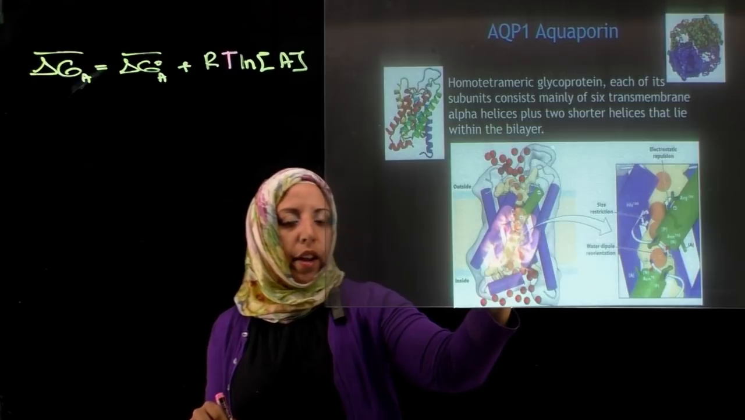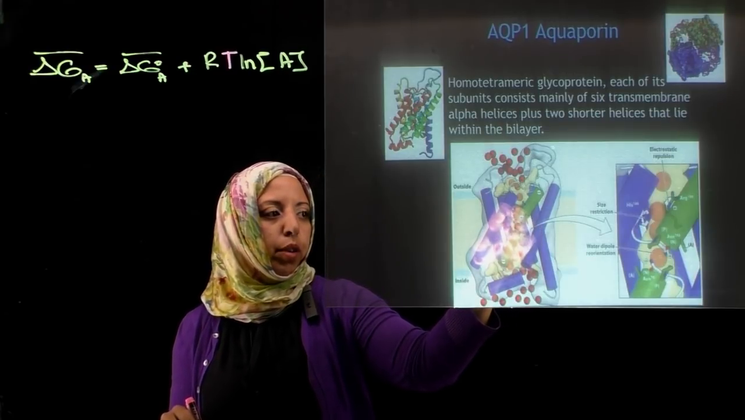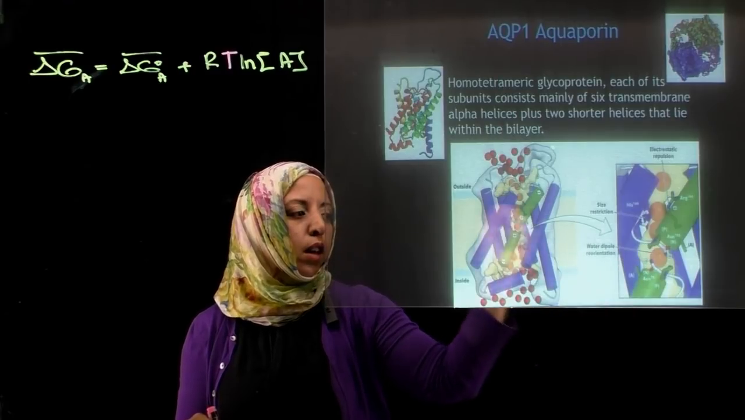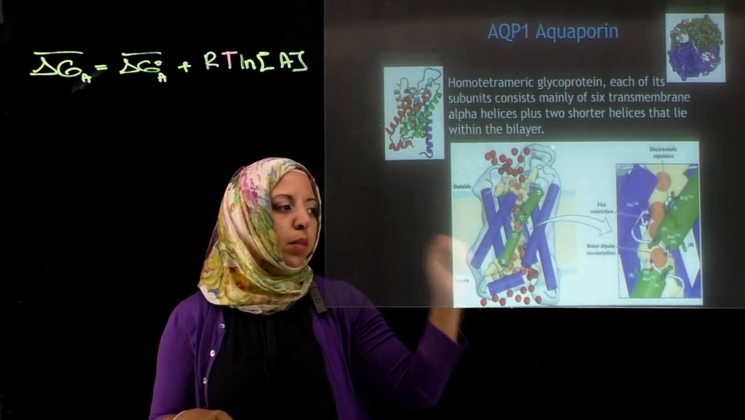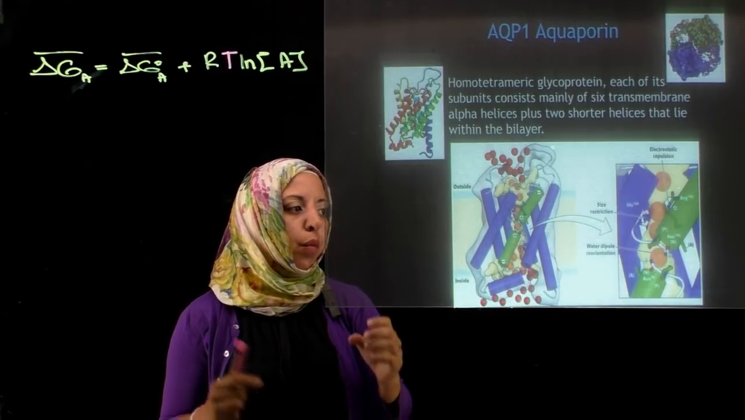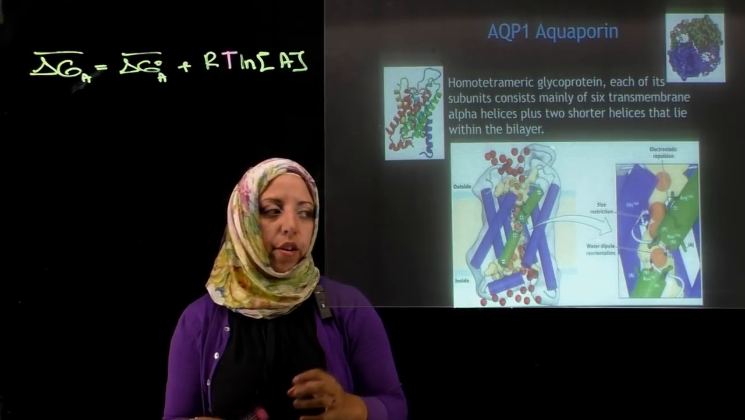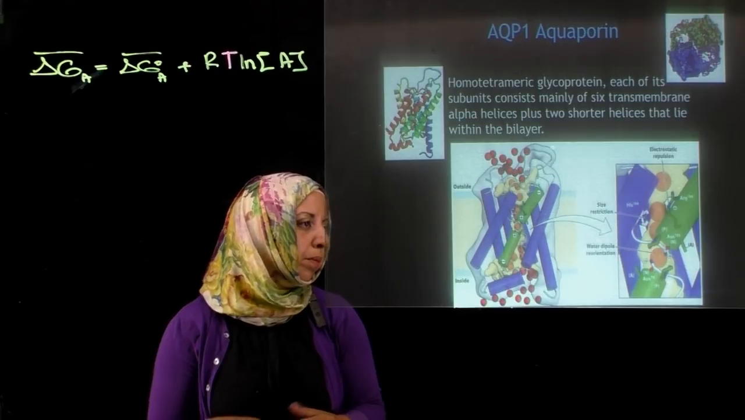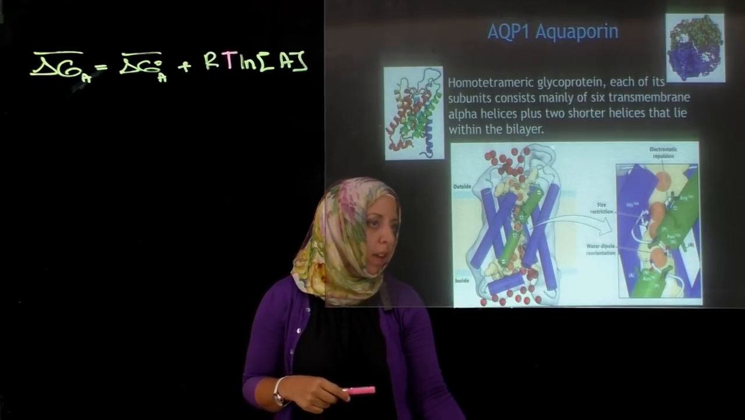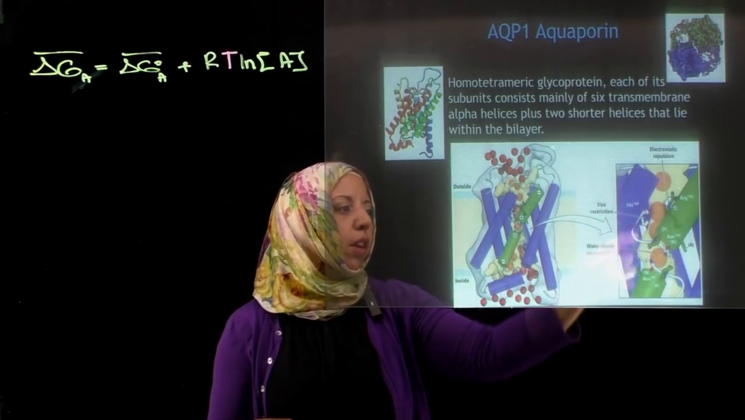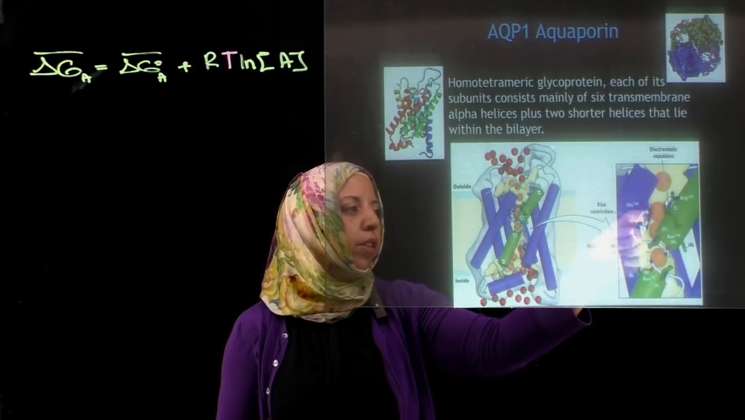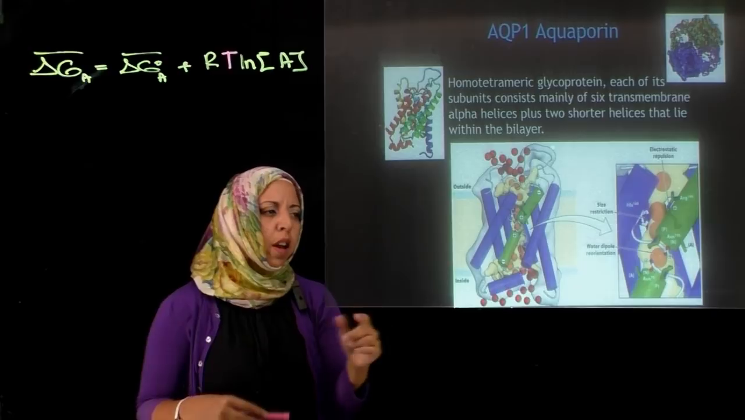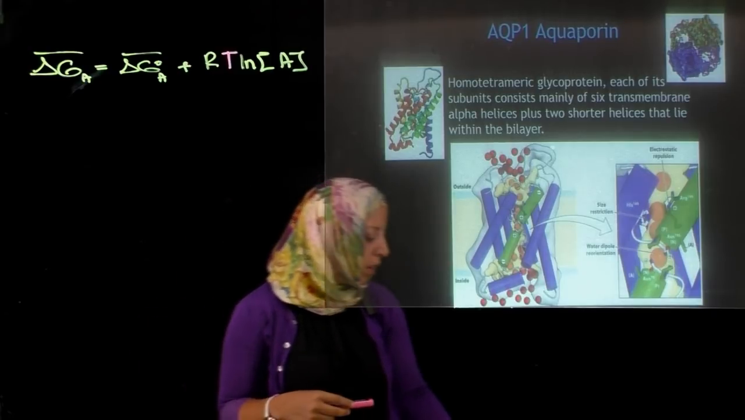At the center, at the narrowest point of the protein, there are 2 specific highly conserved asparagine residues that will hydrogen bond to a single water molecule via their amino groups. And as the water molecules are passing through, there's also a histidine and an arginine residue that will hydrogen bond to water, as well as the backbone carbonyl oxygen.